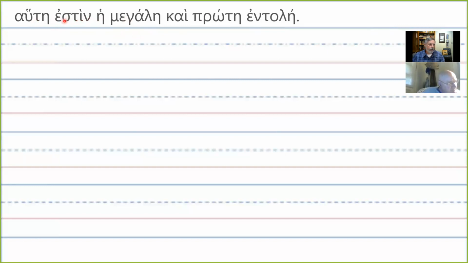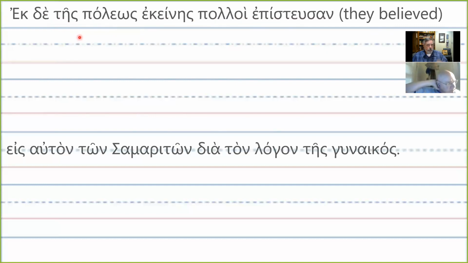This is a state of being verb, so we have "greatest" in the nominative, and "the greatest and first commandment." All of these are in the nominative feminine singular. So all of this is equating. This is the greatest and the first commandment, qualifying what this is. Anyway, here's a longer one.